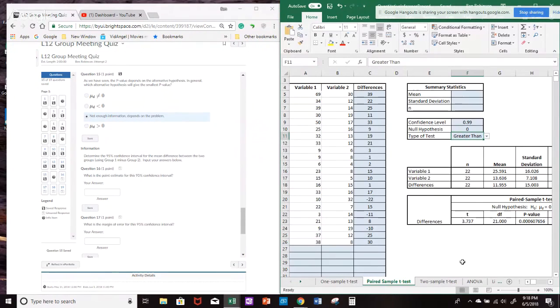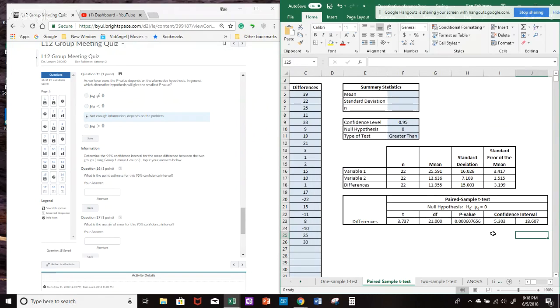Determine the 95% confidence interval for the mean difference between the two groups using group 1 minus group 2. Input your answer below. What is the point estimate for the 95% confidence interval? Our point estimate is our sample mean difference, and it is 11.9. Do you agree? Yes, I do agree.